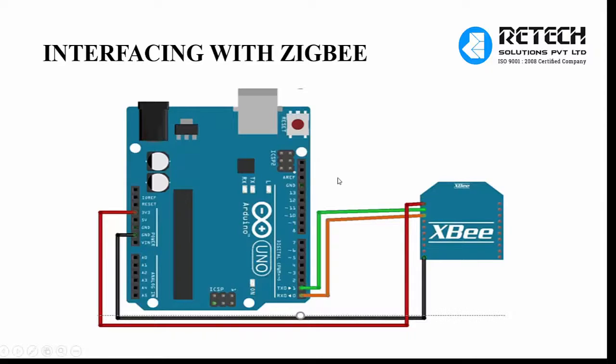Okay. So this is the application. If you want to use the Zigbee in transmitter mode, you just transfer some data to the Zigbee, and the Zigbee can transfer the data wirelessly to another Zigbee.